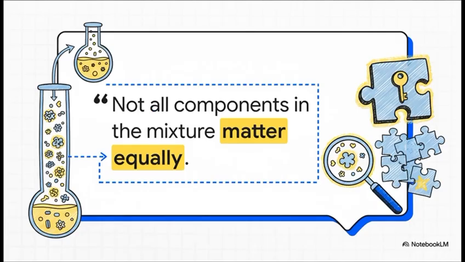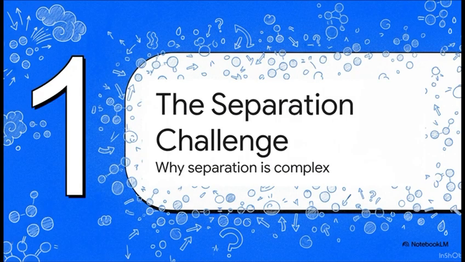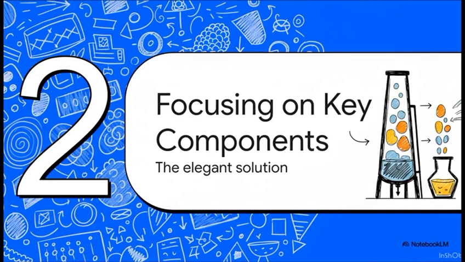And here's that idea. The secret is realizing that not everything in that mixture is equally important. Instead of getting bogged down trying to track every single little thing, you just have to focus on what really, truly counts. So first, let's just appreciate the challenge here. The starting point is to line up all your components based on their volatility, how easily they want to turn into a vapor. But if you have dozens of these things, trying to perfectly separate every single one is a massive headache. So what's the solution?